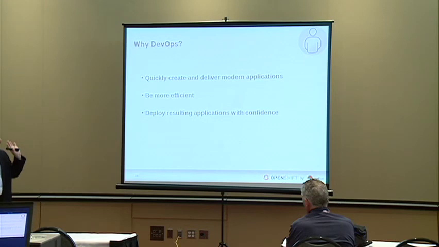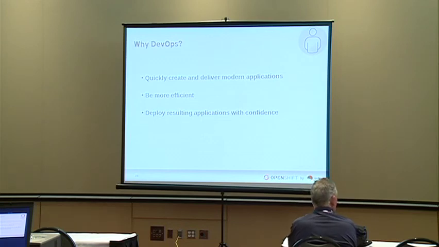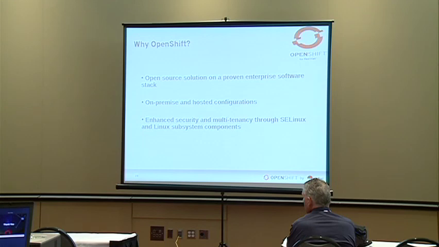But why DevOps? Why is something like a DevOps strategy important for you in an organization? It allows you to quickly create and deliver modern applications. It allows you to transcend the siloed boundaries that you normally have in the IT space while still giving you consistency and operational excellence. And why would you want to consider something like OpenShift for your PaaS strategy, and as a consequence for your DevOps strategy?